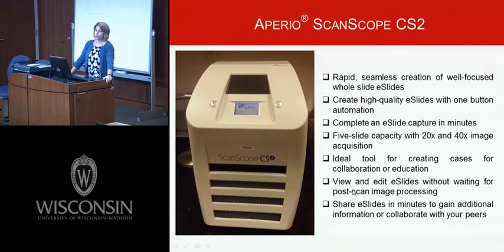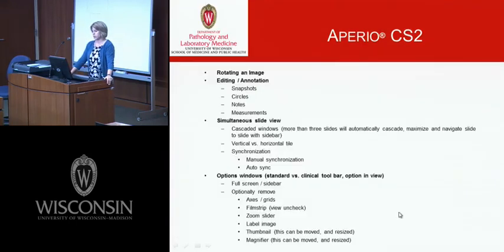There is free software that allows you to view and edit these slides without waiting for image processing. And again, you can share these with your collaborators and with your peers. So some of the things that the Aperio digital image will allow you to do is you can rotate an image. It allows you to edit and annotate images. So within the image you have, you can take a small snapshot of a smaller area of the entire slide.